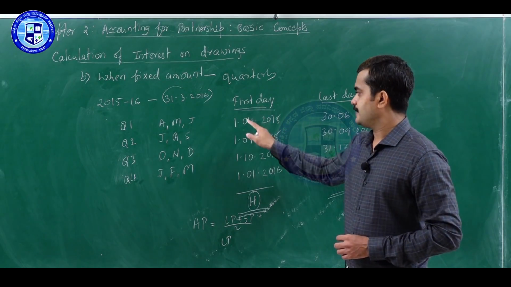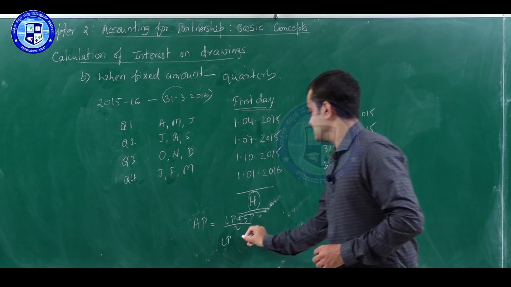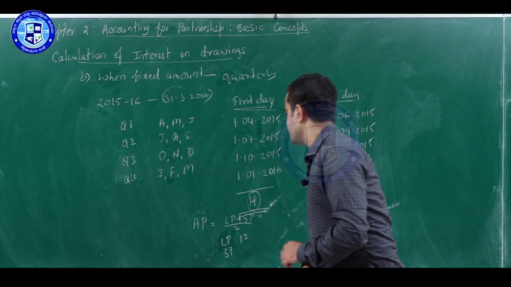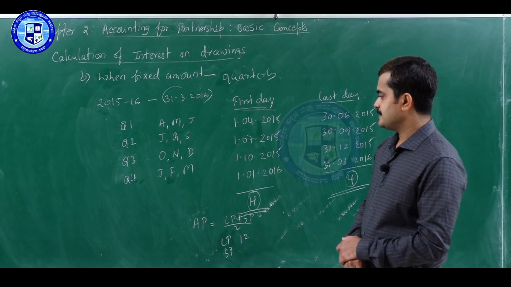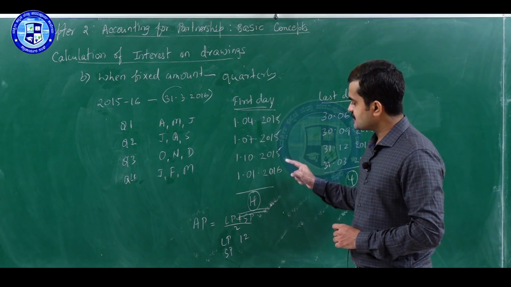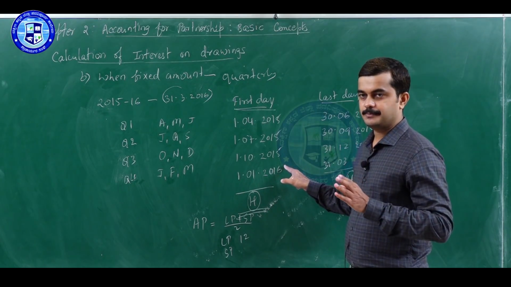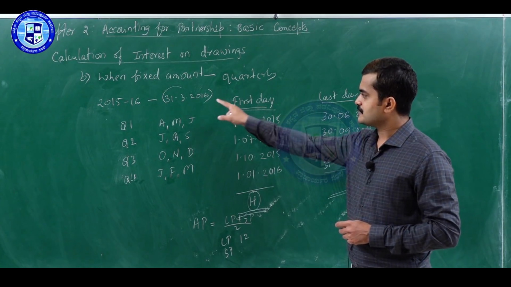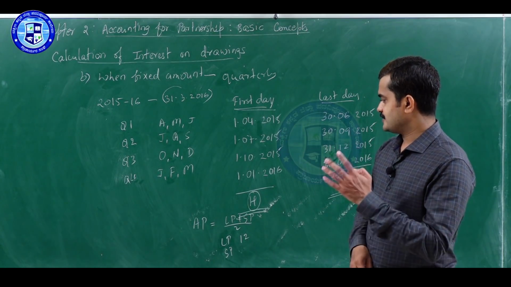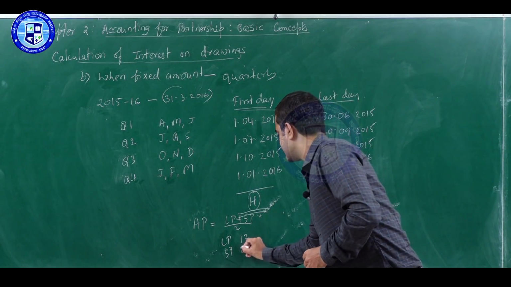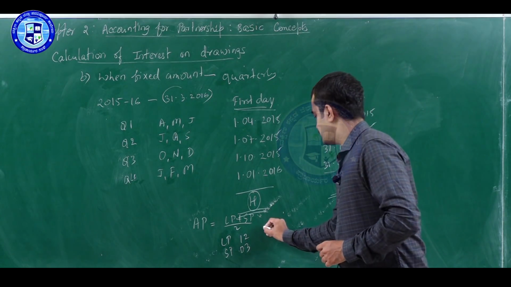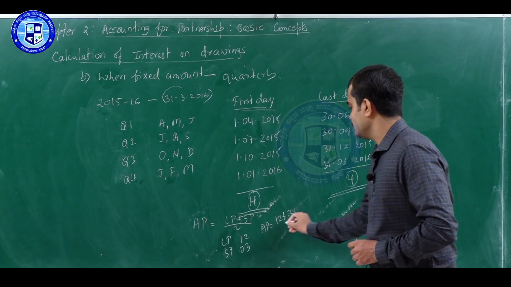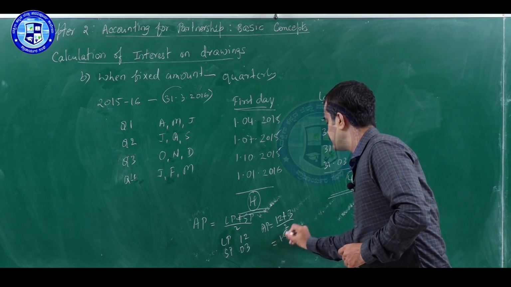12 months are there, April to next March. Longest period will be 12 months. So, what will be the shortest period? The shortest period is from the last withdrawal to the last day of that accounting period, that is from 1st January 2016 to 31st March 2016. So, January, February, March, that consists of 3 months. Therefore, average period equals longest period plus the shortest period divided by 2, that is 15/2.